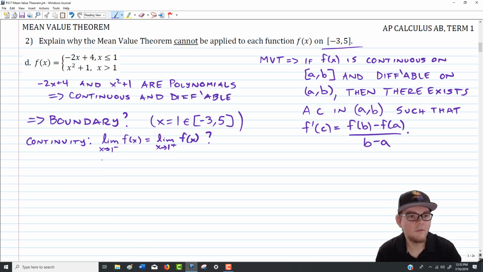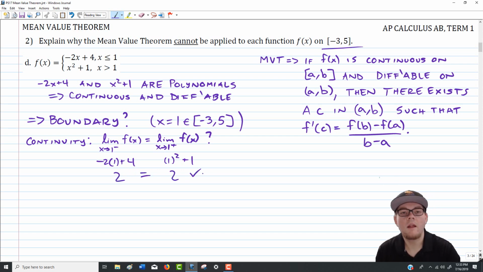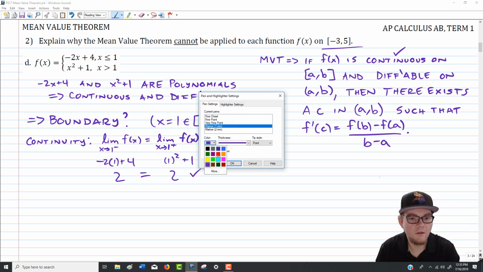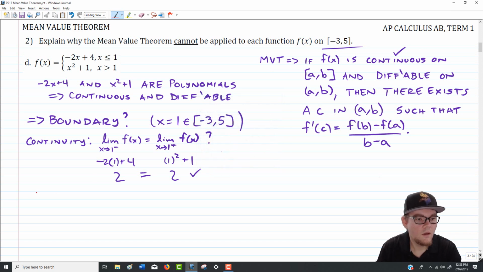So looking at our ingredients, if we're plugging in 1, on the left, we're going to have -2 times 1 plus 4. On the other side, we're going to have 1 squared plus 1. That gets us -2 plus 4 is 2, and 2. They both equal one another, so it sounds like this function is in fact continuous. So that's not going to disqualify us at all. It's almost like the first step is satisfied. That means our only potential issue could be with differentiability. So let's go check the differentiability really fast.